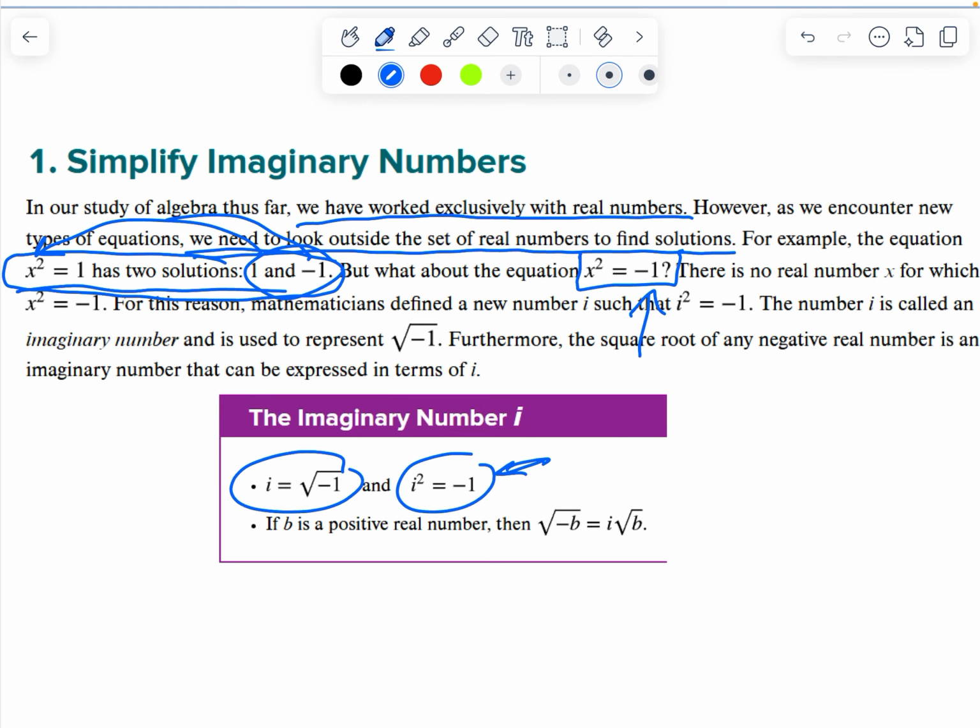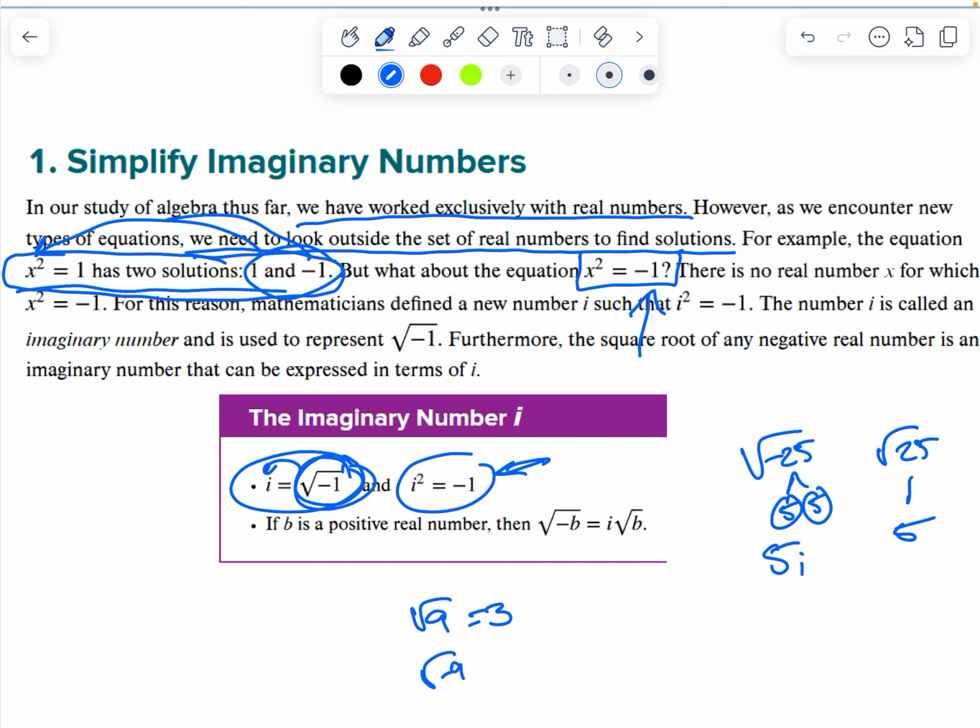All this means is anytime you have a square root of a negative number, any negative number, it's going to end up having an i in the answer. So if I had, for example, the square root of negative 25, we talked about in that simplifying video, you can break it down into its parts. 5 and 5 have buddies. So if the square root of 25 is 5, the square root of negative 25 is 5i. If the square root of 9 is 3, then the square root of negative 9 is 3i. Anytime you take a square root of a negative number, you're going to have i in your solution.